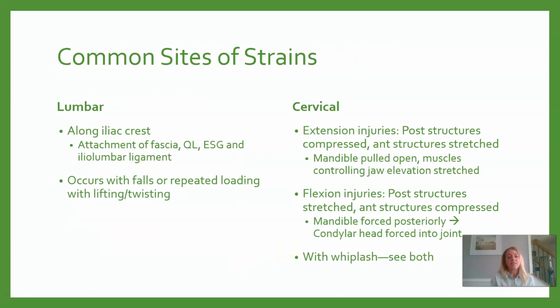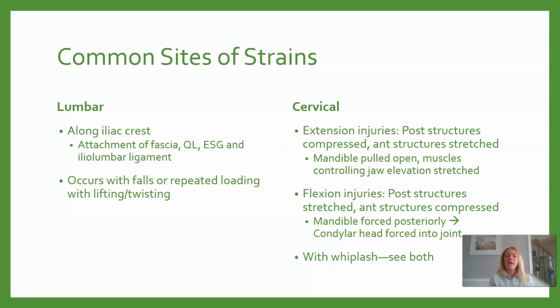Common sites of strains in the lumbar spine are along the iliac crest because that's an attachment site for a lot of the fascia, muscles, quadratus lumborum, the erector spinae group, and the iliolumbar ligament. And that can occur with either a fall, some sort of trauma, or with repeated lifting and twisting.